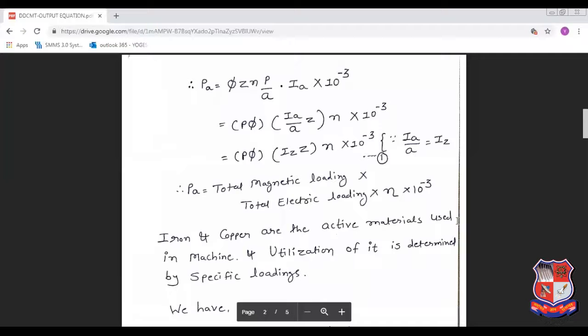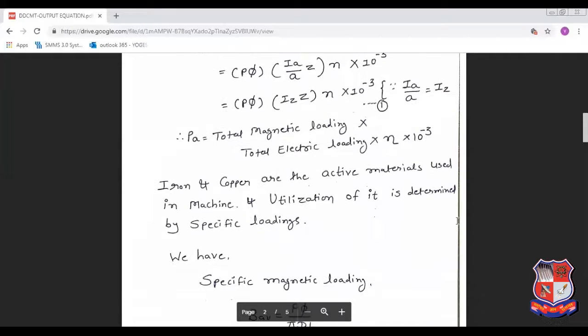We know that the current passing through the conductor Iz is equal to total armature current divided by the number of parallel paths. So Iz is equal to Ia by A. Put Iz instead of Ia by A in the equation. So the equation becomes P phi multiplied by Iz Z multiplied by n multiplied by 10 raised to minus 3. Give this equation number 1.